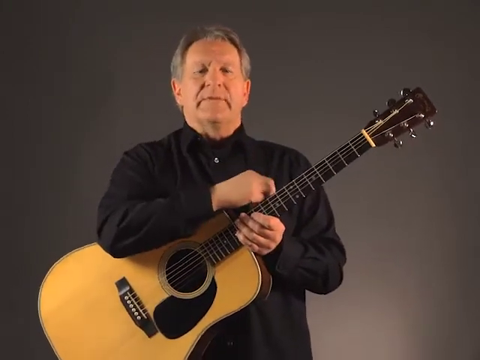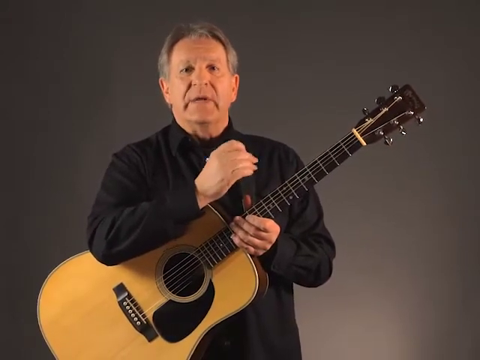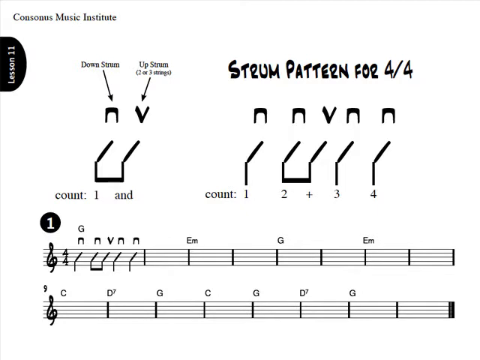Here's another example of using layered learning. The beginning students in your class are learning how to do an up strum and the first strum pattern for 4/4 that contains an up strum, this one. And they may be doing it with pick, or they may be doing it just with their thumb. They'll probably start with the thumb only. This is found in Lesson 11.